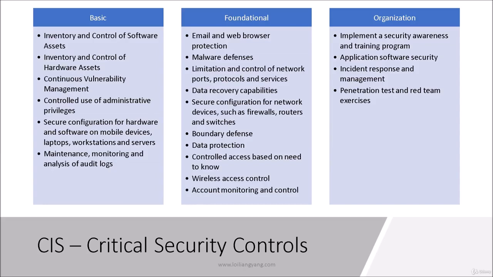So if you look over here at the foundation piece, again, item number 3, limitation and control of network ports, protocols, and services, item number 5, secure configuration for network devices such as firewalls, routers, and switches, and point number 6, boundary defense. If you look at these 3 points, it's primarily on the network layer. How do you want to protect them? How do you protect systems and sub-networks through usage of firewalls, network intrusion prevention systems, and many other configurations?